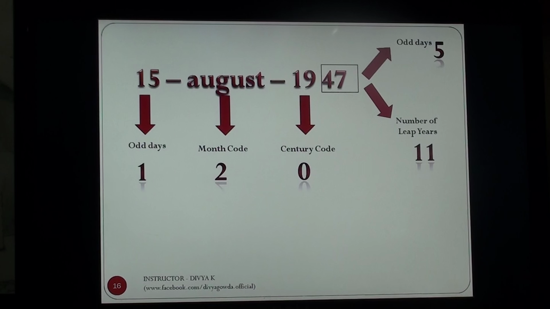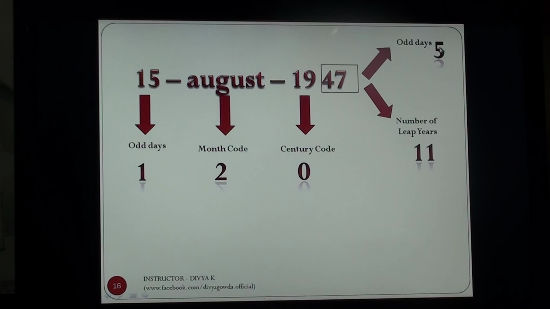For 15th August 1947, I told you for the first thing, you have to take odd days. So 15 mod 7 will give you one remainder, so one odd day. For August, the month code will be 2. And for 1947, anything which falls under 1901 to 1999, I told you should consider the century code to be 0. And for the last 2 digits, 47, you have to do two things.